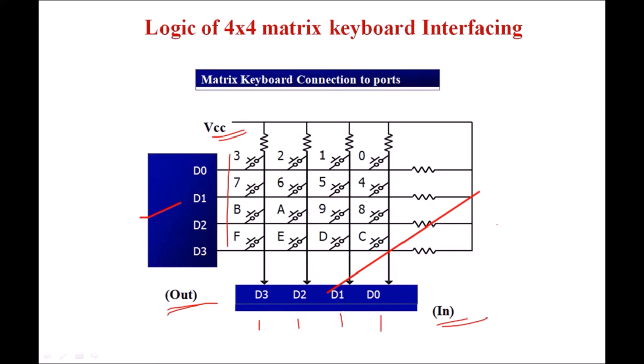To check whether a key is pressed by the user or not, and which key is pressed, first send logic 0 on one row of this keyboard. Suppose D0 is 0 and all other rows will be at logic 1. After sending this data, we'll check the data on the column. Since this row is 0 and all other rows are at 1, if a key of this D0 row is pressed by the user, for example, this 2 number key, then this row and column will be shorted and we will read 0 here. All other bits will be at logic 1.